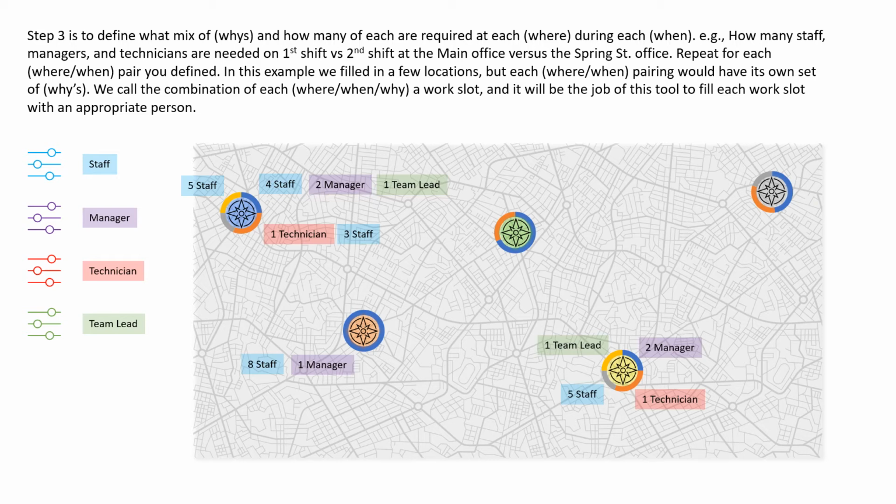So in this case, the upper left location, we needed on the orange shift 5 staff. On the blue shift, we need 4 staff, 2 managers, and 1 team lead. On the orange shift, the dark orange shift, we need 1 technician and 3 staff. If you go down to the lower right, you can see again 4 shifts at that location. We threw in examples. We need 1 team lead here, we need 2 managers there, and so on. So you're going to sprinkle the mixture of whys or types of people that are needed at each location on each shift.